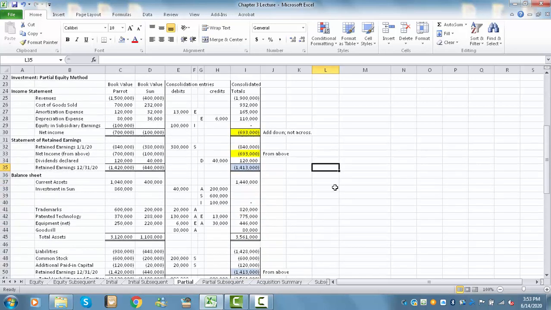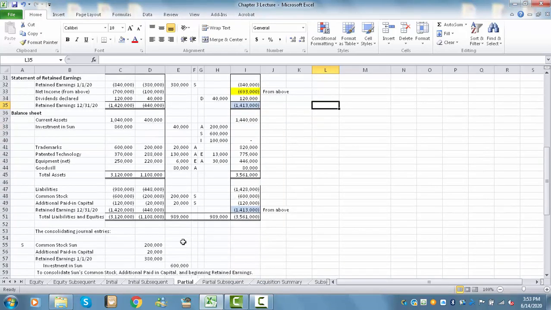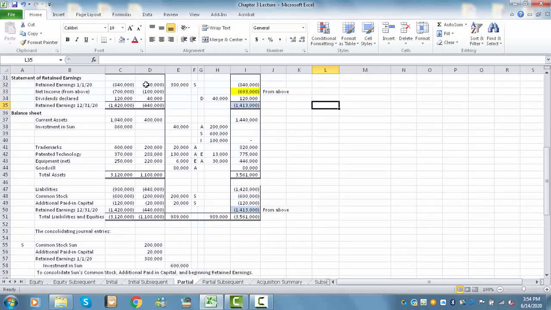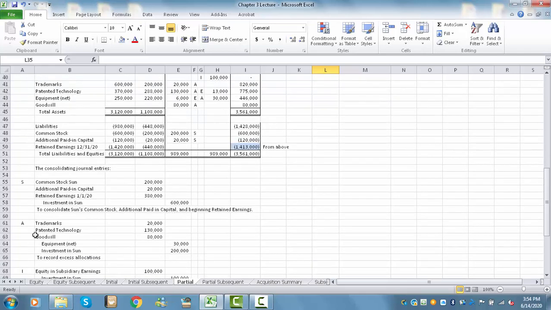We're given, of course, the information for our worksheet. We make the entries, our usual suspects. S, to get rid of the subsidiary's common stock, paid in capital and beginning retained earnings, as in up here. Then we get our assets brought up to the fair value at the acquisition date, and this being the plugged figure.